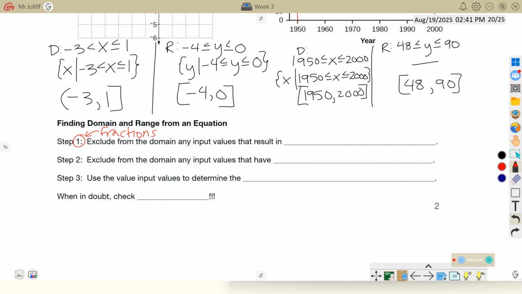When I have fractions or I'm doing division, what number am I not allowed to divide by? 0. Yeah. So we're going to exclude anything that results in division by 0. Look at the denominator, check what makes the denominator 0, and exclude that from your domain. Those are values that x cannot take.